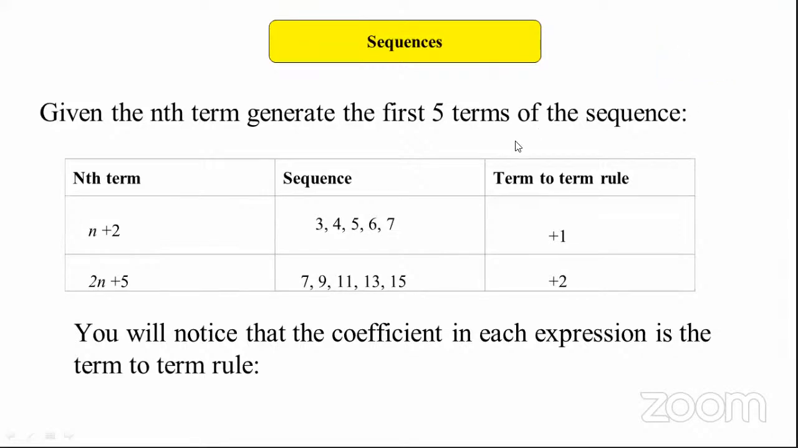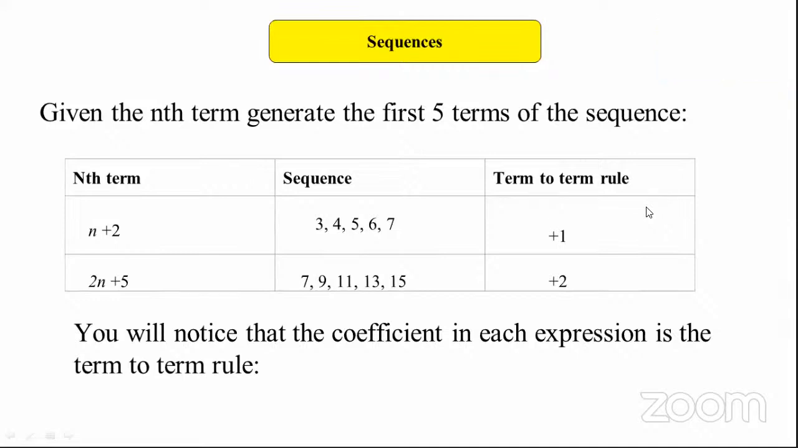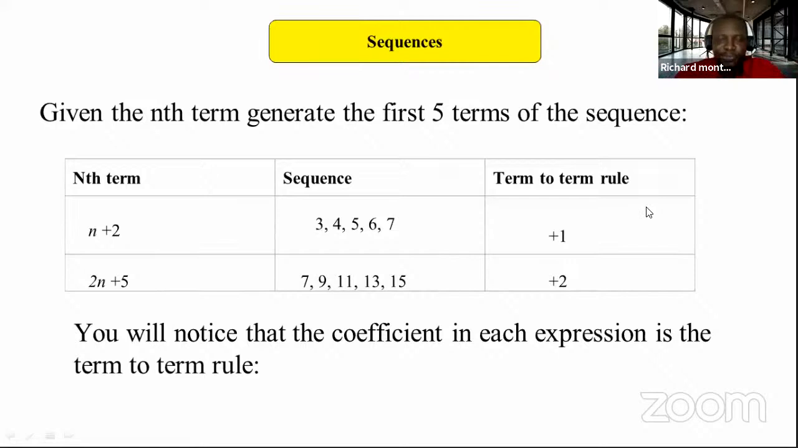So I'm seeing Reed saying yes. All right. Lovely. I want persons to recognize that they are the same. The term-to-term rule actually ends up giving us the coefficient. All right. So we need to bear that in mind. Remember we started with the common difference. The term-to-term rule, the common difference, is what will end up giving us our coefficient.